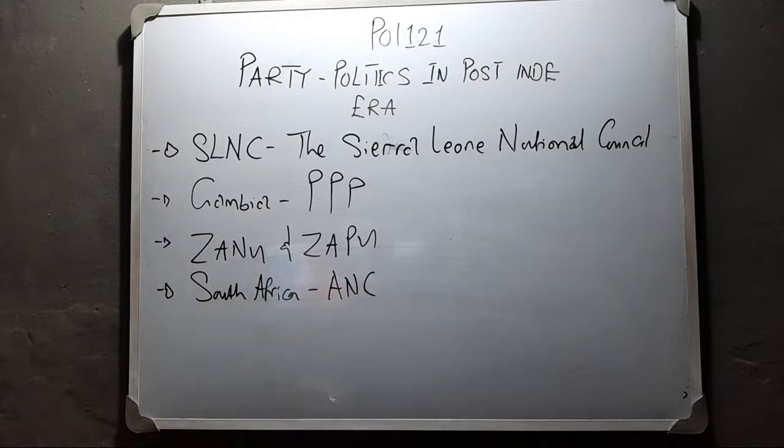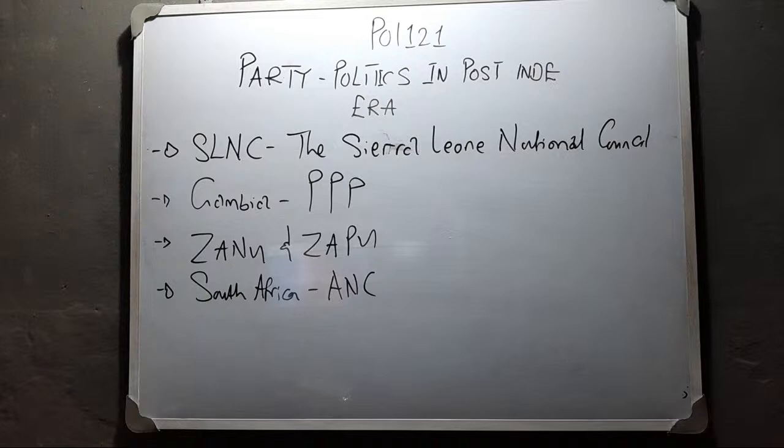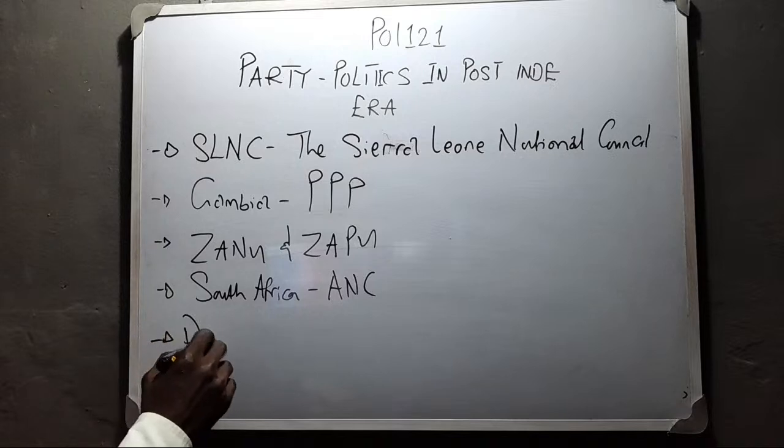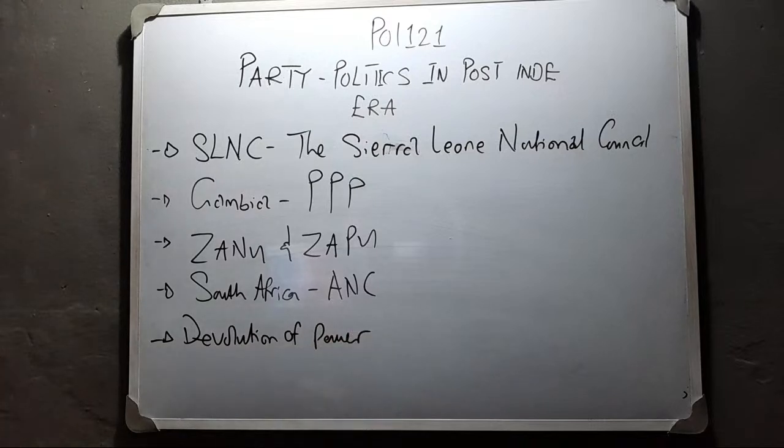In South Africa, the ANC struggled not for independence but for majority rule against the apartheid regime, one terrible time in South Africa. During the struggle for independence in South Africa, two factors accelerated the pace of parties: devolution of power and modification of the electoral system.